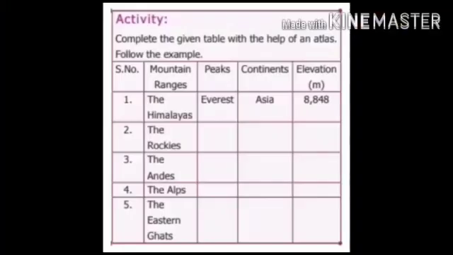Coastal plains are the low-lying lands adjacent to the oceans and seas. I have given an activity for the lesson. Complete it with the help of an atlas.